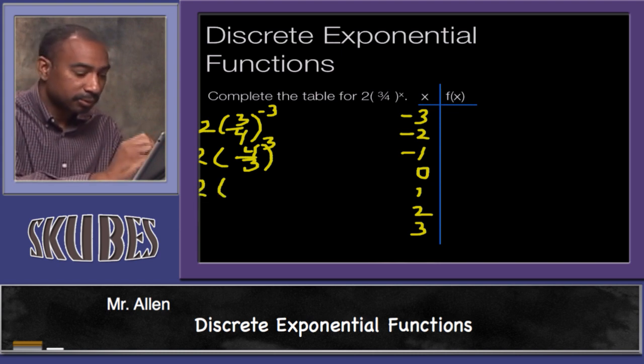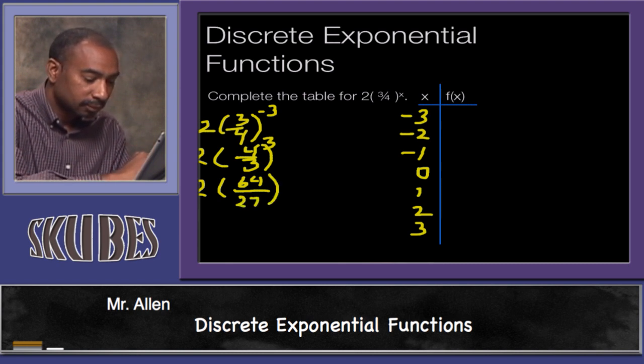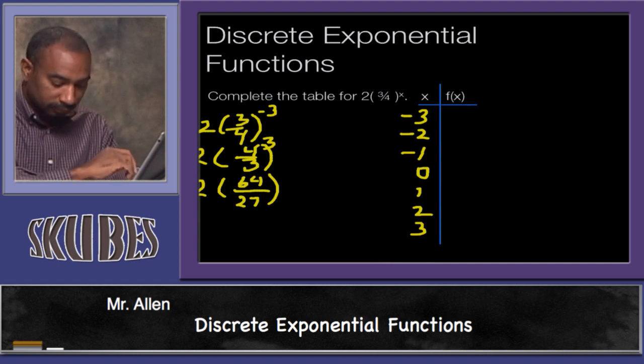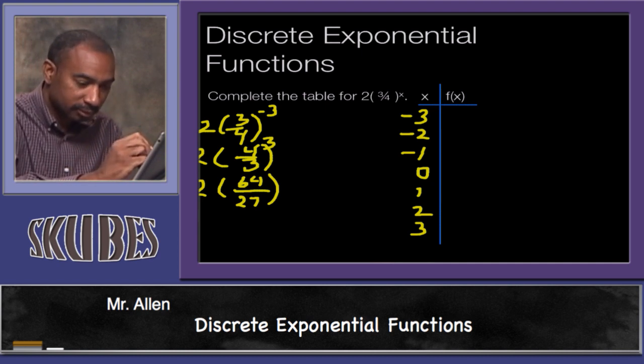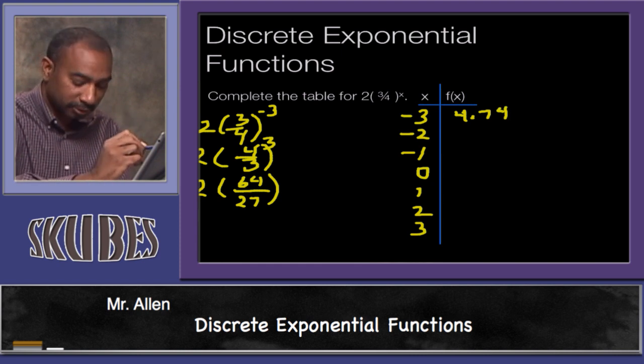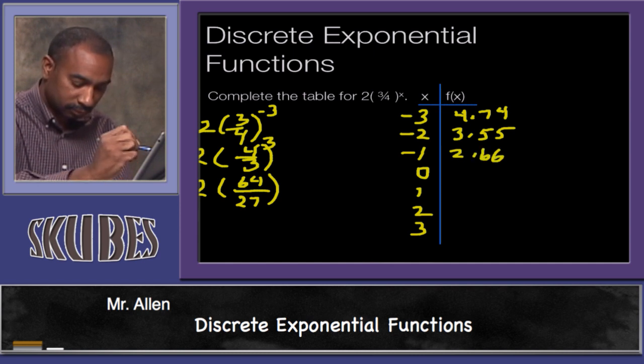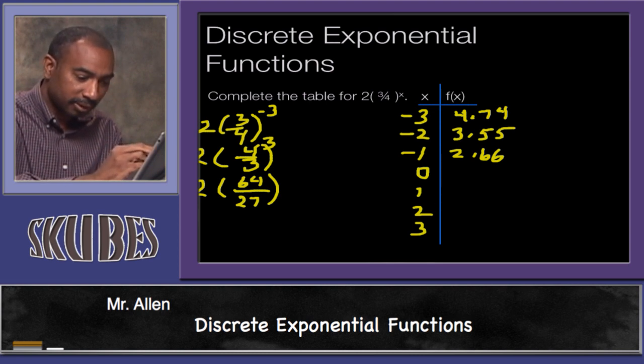And then that'll be 4 times 4 times 4, which is 64. And 3 times 3 is 9, times 3 is 27. And then you just multiply that across. And when you do that, you get roughly this, which you put in decimal form, 4.74. And so on. So you're going to do this with the rest of these values. So you wind up with this. X is 0, that'll be 1, and 1 times 2 is 2, and so on.